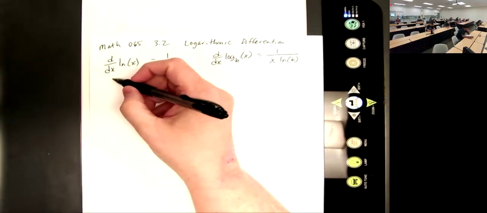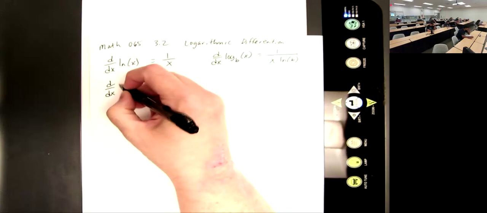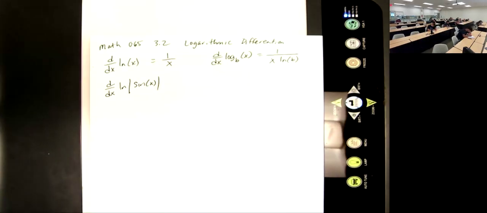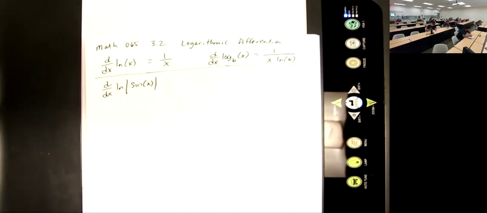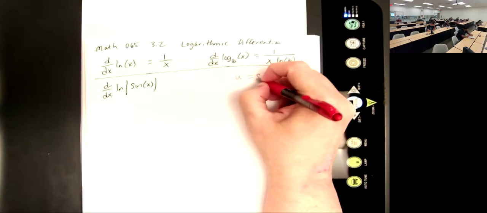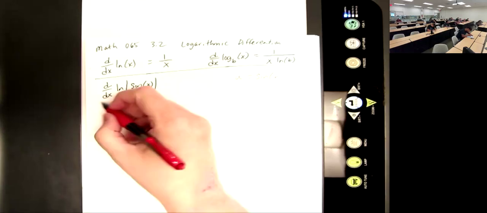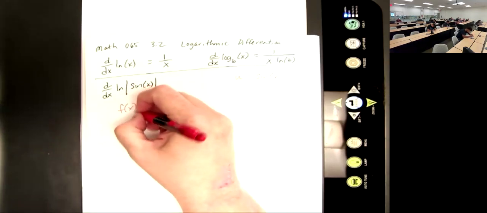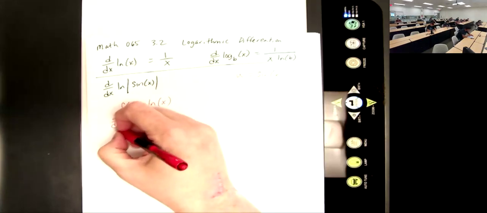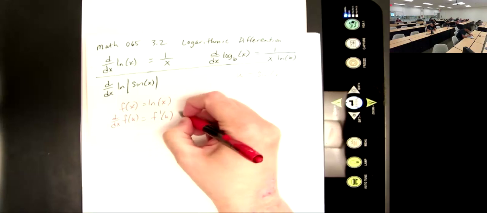So the example we're going to start with here is let's find the derivative of the natural log of the absolute value of sine of x. So we could do a substitution here. We could say u equals sine x and do a chain rule here. So if f of x equals natural log of x, we have f of u right now. So if we took the derivative of f of u, we have f prime of u times du dx.